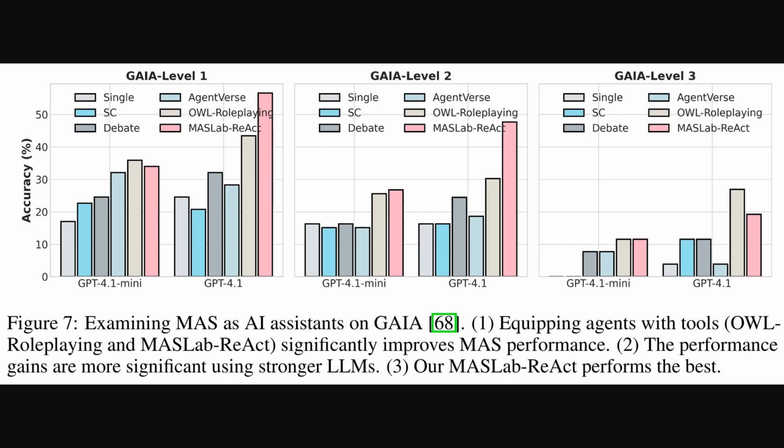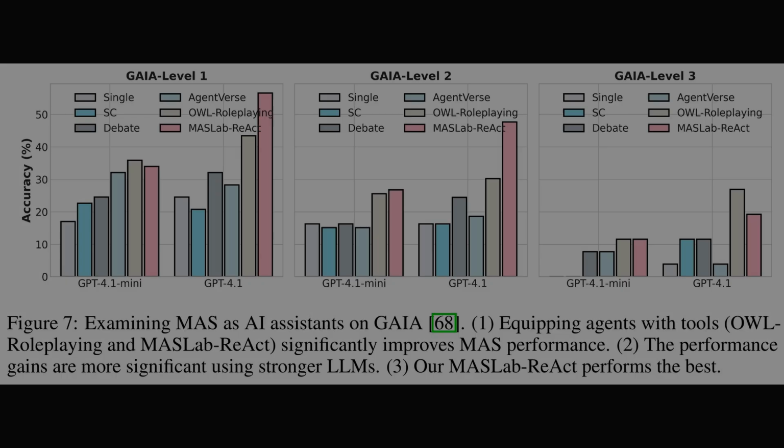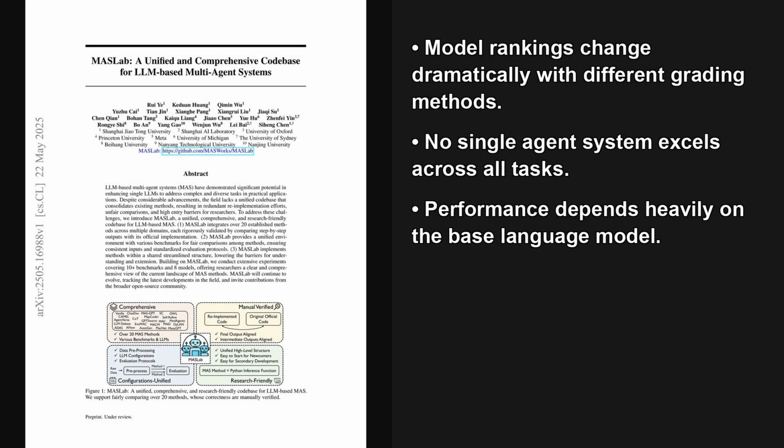Now, moving from those broad benchmarks, this next figure zooms in on a specific application, using these multi-agent systems as AI assistants. The test here is the GAIA benchmark, which has 3 different difficulty levels shown in the 3 plots. And the story is really clear. Giving agents tools is a game changer. The methods that use tools, like OWL role-playing and MASLab ReAct, consistently outperform the others. You can also see this boost gets even more dramatic when you use a stronger model like GPT-4.1, especially on the harder problems.